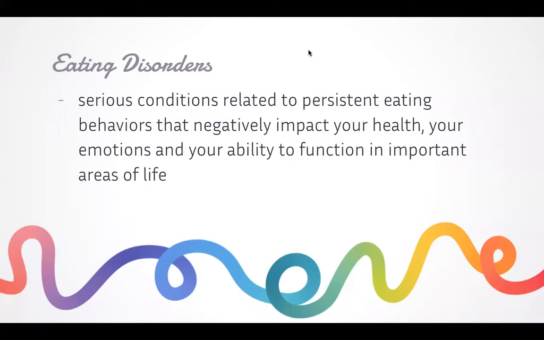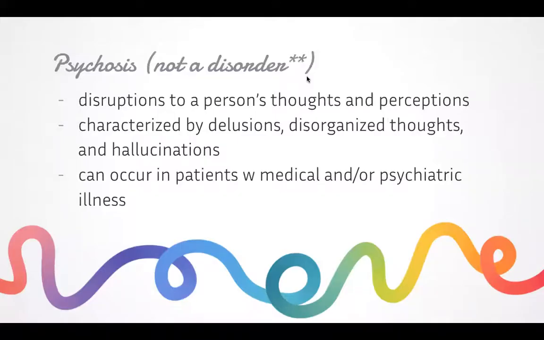Next, we're going to talk about psychotic disorders, but first off, we're going to talk about psychosis. So this is not a disorder, but is instead a symptom. Psychosis is characterized by an impaired relationship with reality. It's a symptom of serious mental disorders. People who are experiencing psychosis might either have hallucinations or delusions.